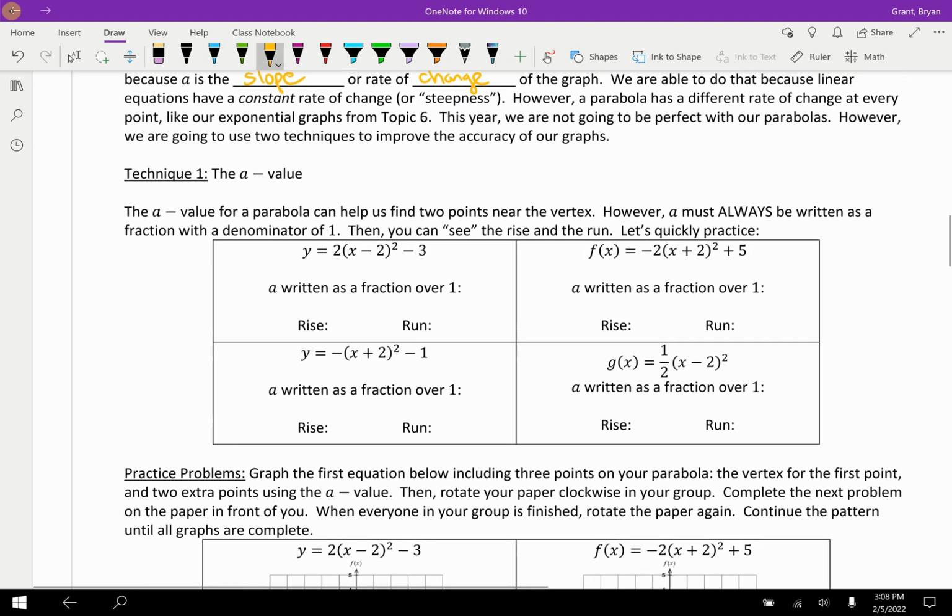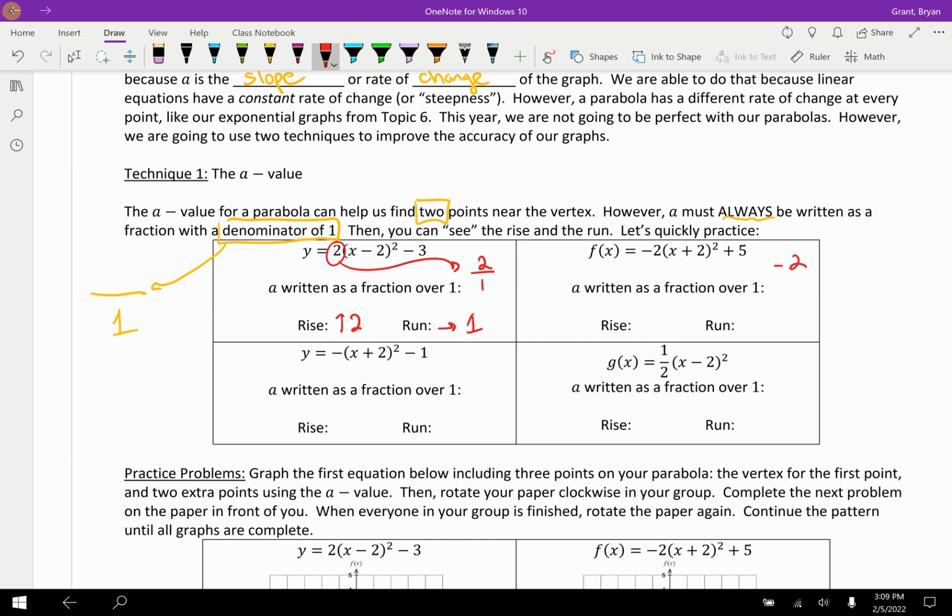The A value for a parabola can help us find 2, no more, points near the vertex. However, in order to do that, A must always be written as a fraction with a denominator of 1. So let's quickly practice that. First one shouldn't be too bad. This is an A value of 2, so to write it as a fraction over 1, 2 over 1. That tells us there is a rise of 2 and a run of 1. Easy enough. Second one, a little bit trickier.